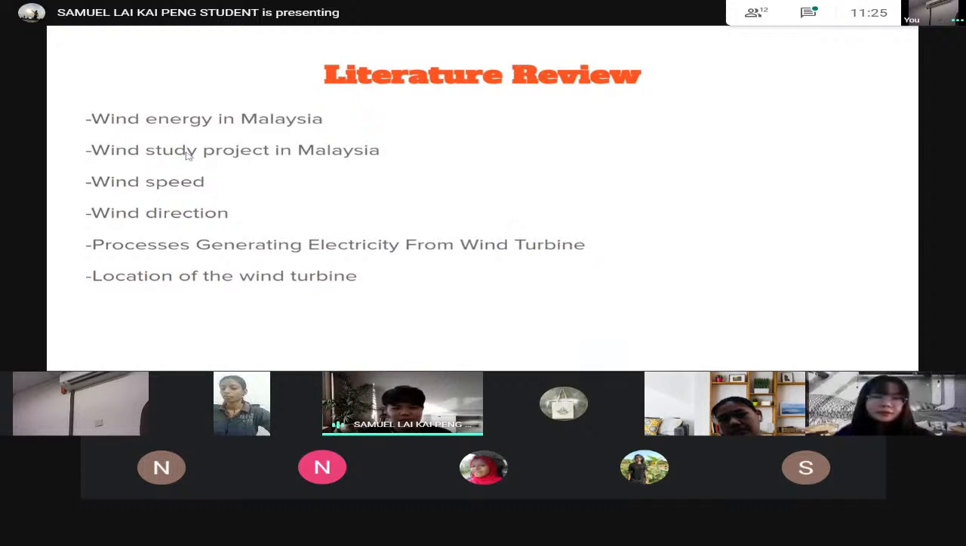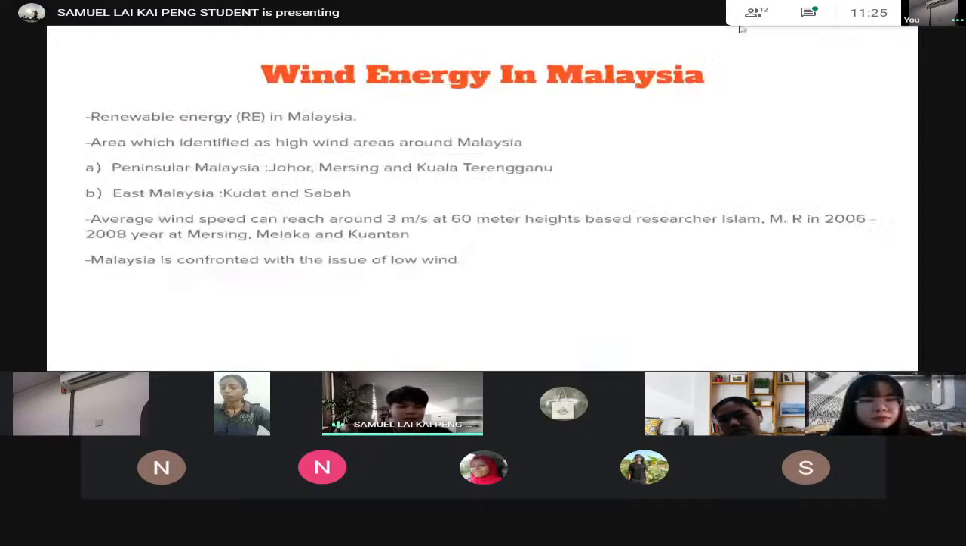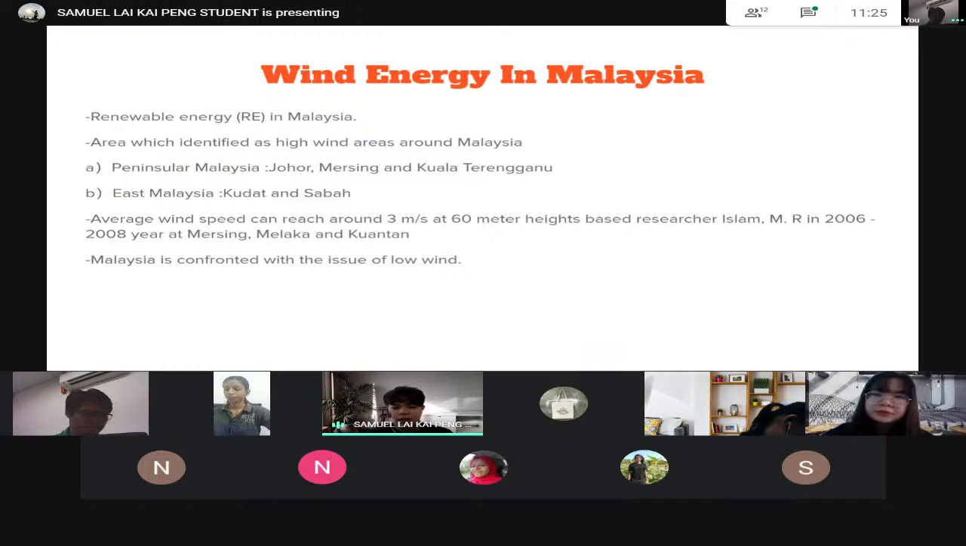First is wind energy in Malaysia. Wind power is a type of renewable energy with potential in Malaysia. But Malaysia is a country with a low wind speed area compared to other countries like China and the United Kingdom. In Malaysia, the majority of existing wind data is not for wind energy exploitation purposes, but for weather forecasting and airport use, and is mostly provided by the Malaysian Meteorological Department (MMD).